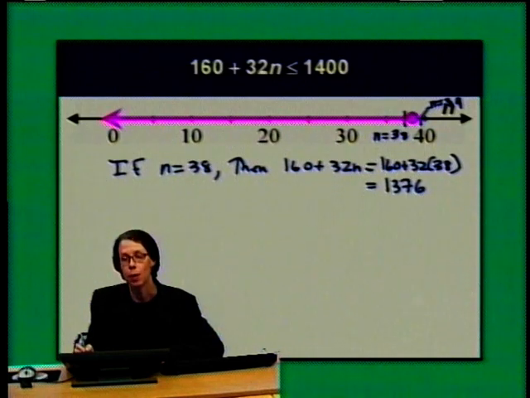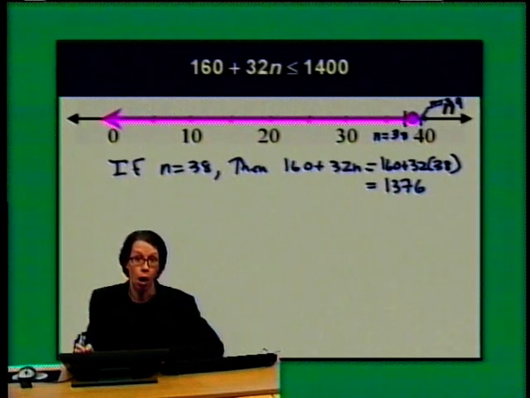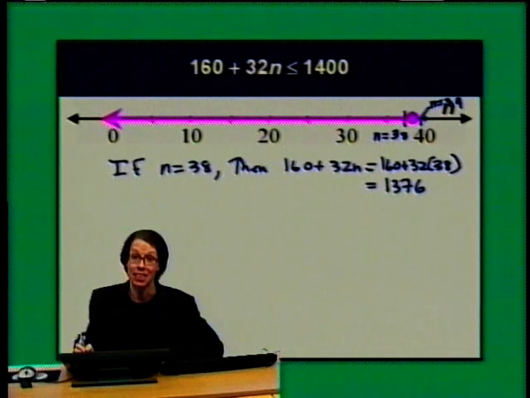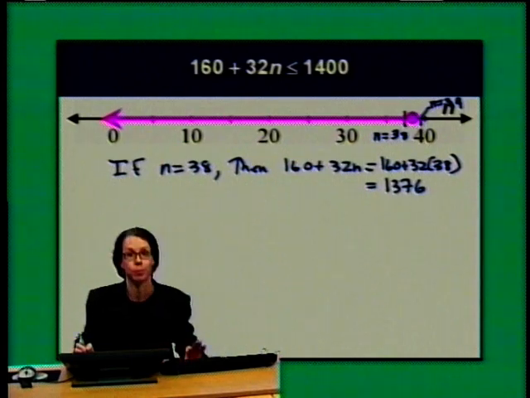So now let's think about what would happen if n equaled 39, or Julie tried to carry 39 boxes into the elevator. Well, one more box would weigh 32 more pounds. If I add 32 pounds to 1,376 pounds, I'm going to exceed the 1,400 pound capacity of the elevator. So the most number of full boxes Julie can transport in the elevator is going to be 38.